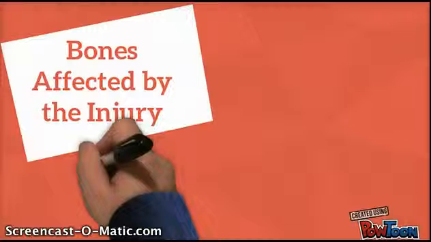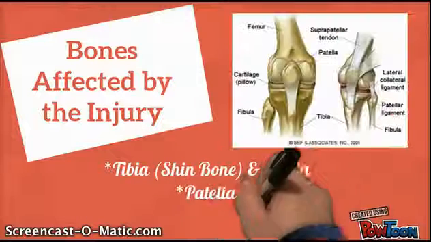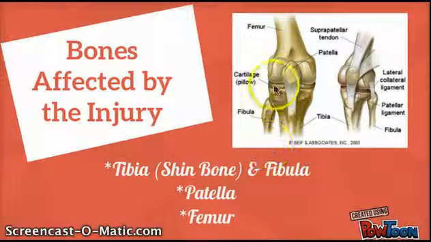Bones affected by the injury. The tibia and fibula are the bones of the leg, the patella is a triangle-shaped bone, and the femur is the bone in the thigh.